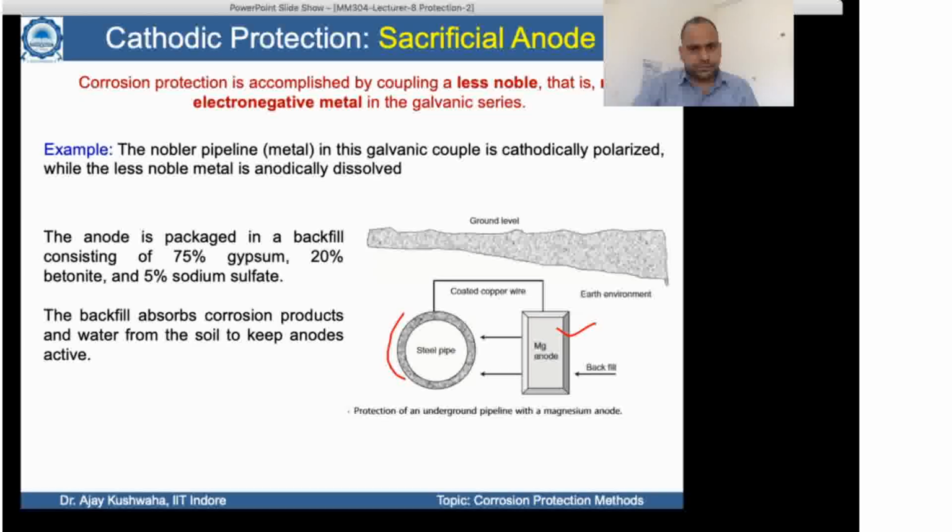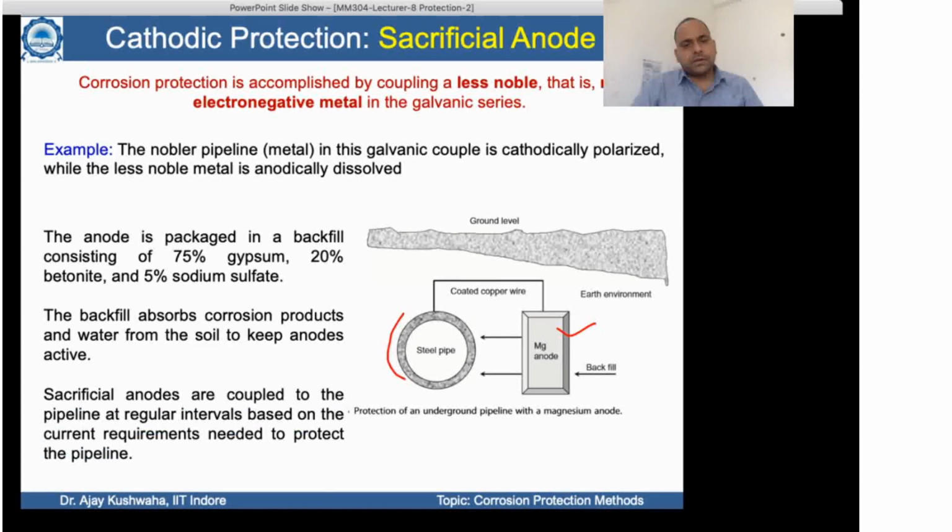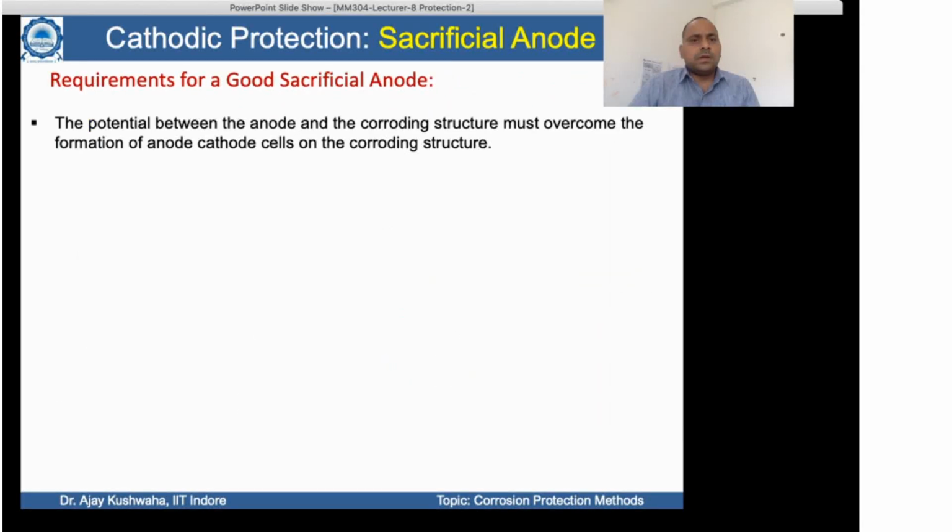it will always keep this anode a fresh anode. So sacrificial anodes are coupled to the pipeline at regular intervals, based on the current needed to protect the pipeline. So it will be connected, or maybe from time to time at a fixed interval we can connect it. So what kind of material is required, or how can we think about which is a good one?